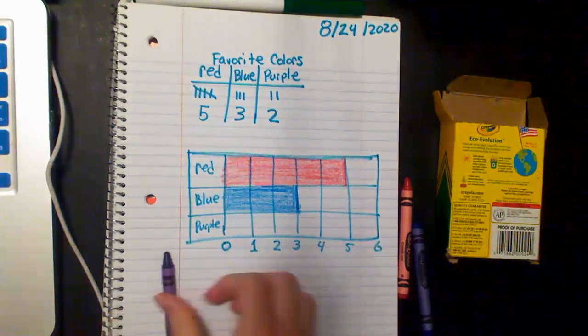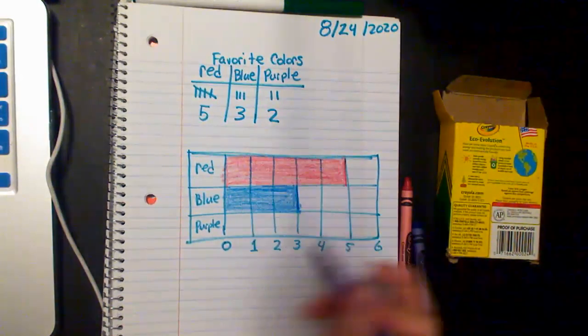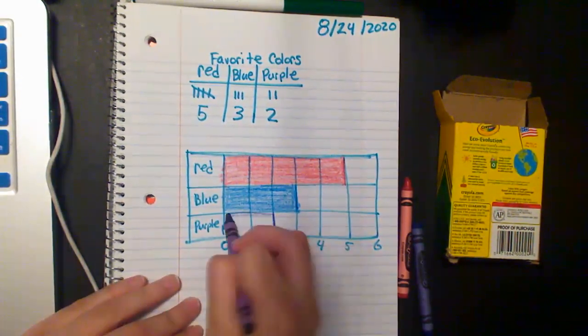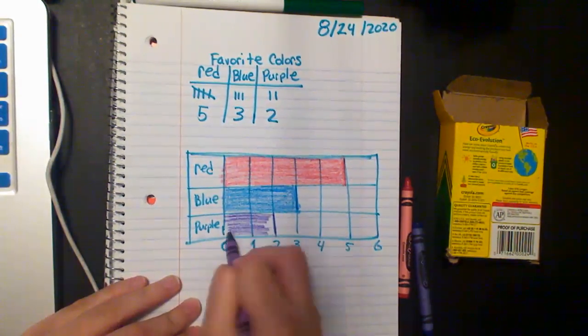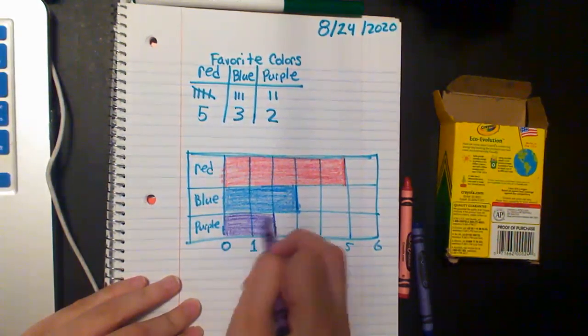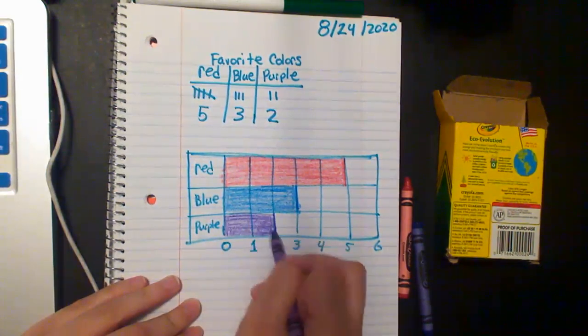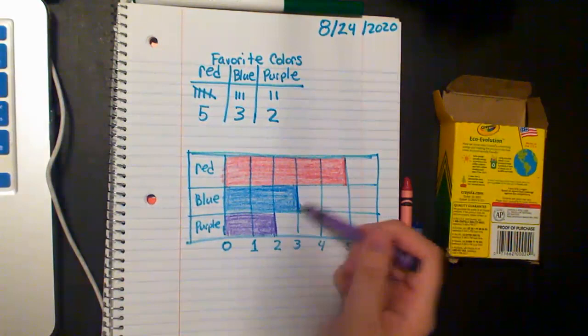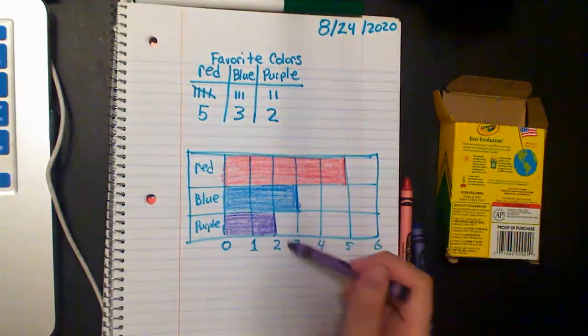Okay, and then for purple, we have 2. So I'm going to look for my 2. I'm going to stop right here, and I'm going to color this in purple. Okay, so I have my red, blue, and purple, and they're all colored in to their lines.